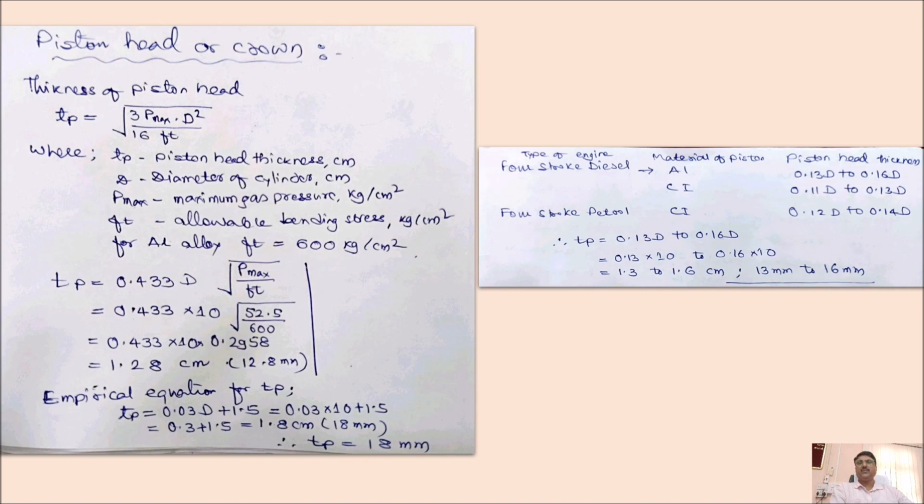Similarly, the empirical equation to find Tp is Tp equal to 0.03 D plus 1.5. D is the diameter of cylinder, this is 10 centimeter. By substituting the value of D, the Tp will be 1.8 centimeter, that is 18 millimeter. So Tp, that is the thickness of piston head, is 18 millimeter by the second equation.